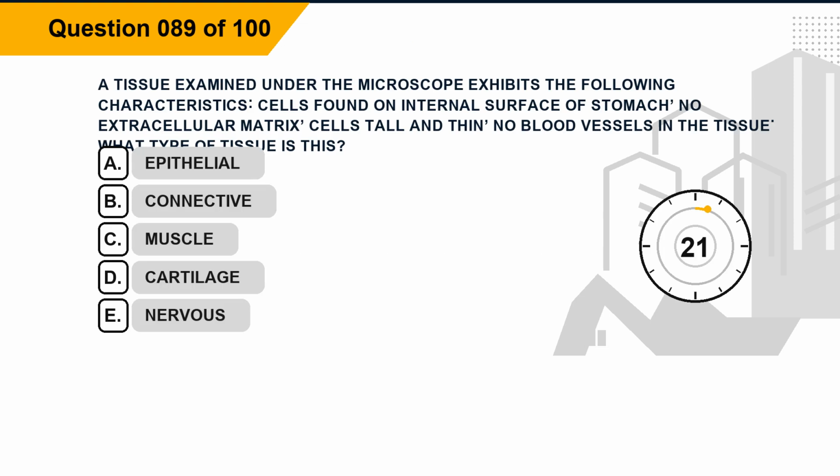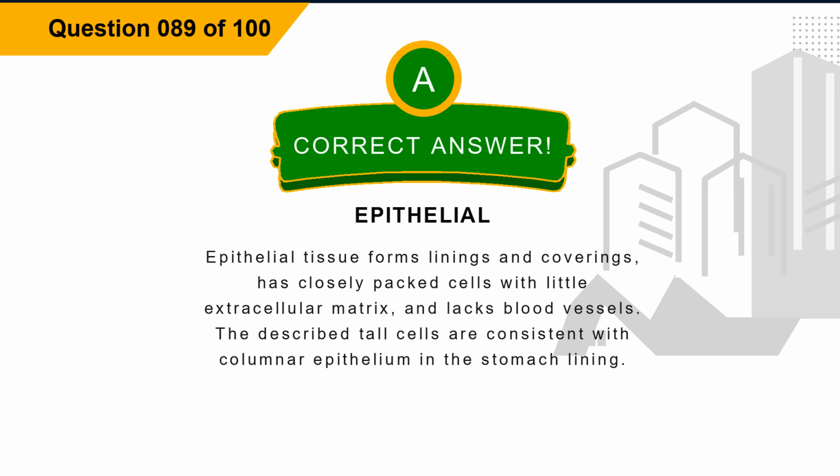Question 89. A tissue examined under the microscope exhibits the following characteristics: cells found on internal surface of stomach, no extracellular matrix, cells tall and thin, no blood vessels in the tissue. What type of tissue is this? Option A, epithelial. Option B, connective. Option C, muscle. Option D, cartilage. Option E, nervous. The correct answer is option A, epithelial.